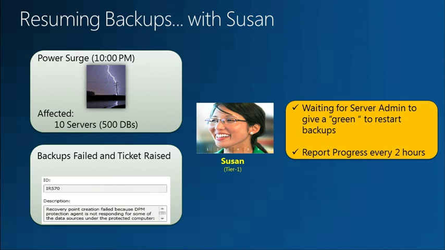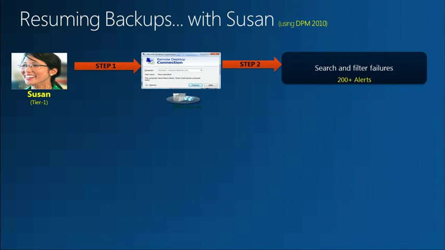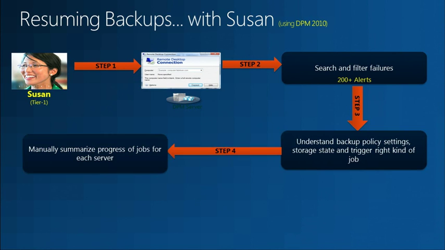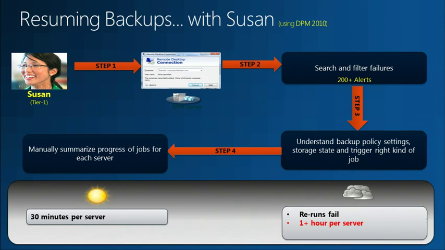Since these are important servers, she needs to report back on the progress of that ticket once every couple of hours. So this story might look a little familiar, since you looked at the story that Todd had. Susan logs on to the DPM server. She needs to isolate the failures corresponding to these 10 servers, and then figure out what the databases are for these SQL servers and how to resume the backups for them. If everything goes well, you're looking at spending just 30 minutes for each server. If things go bad, you spend a lot more time.